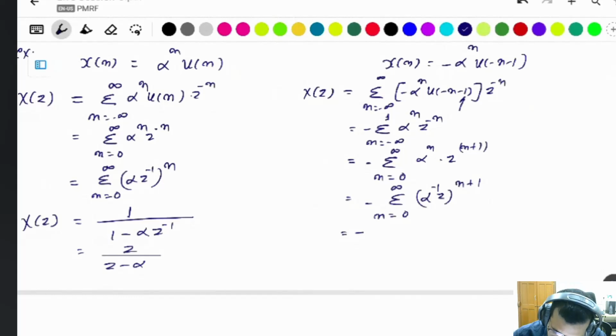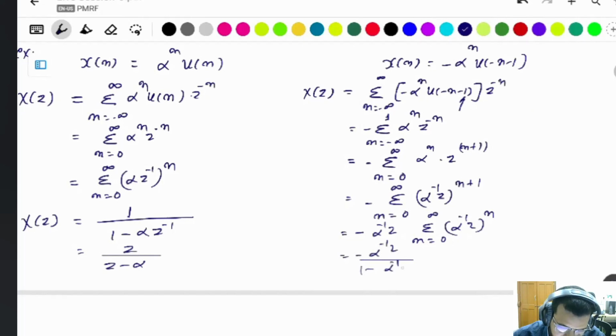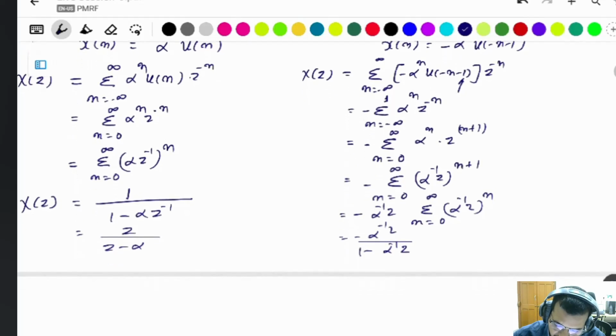Then the minus of alpha inverse z, one term is common. Then the summation from n equal to 0 to infinity of (alpha inverse z) to the power n. Then this will be the same formula: minus of alpha inverse z divided by 1 minus alpha inverse z. The common alpha inverse z will be cancelled out. Then this will become z divided by z minus alpha.